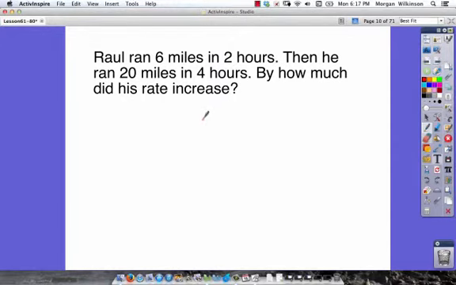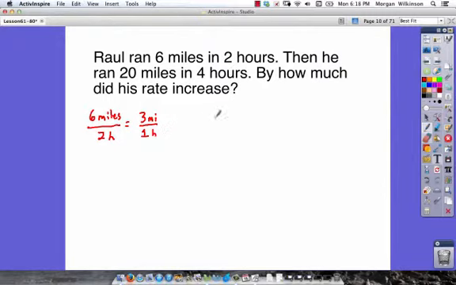Raul ran 6 miles in 2 hours. Then he ran 20 miles in 4 hours. By how much did his rate increase? So he's running faster. At first he ran 6 miles in 2 hours. We'll call that 2H. And that's going to be equal to 3 miles, mi is miles, so 3 miles, in 1 hour.